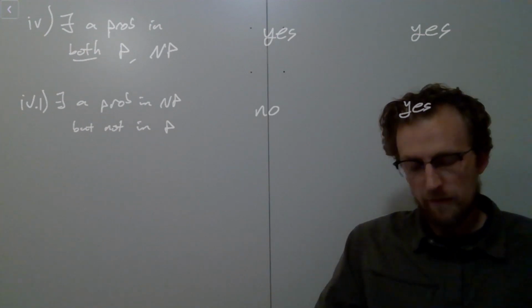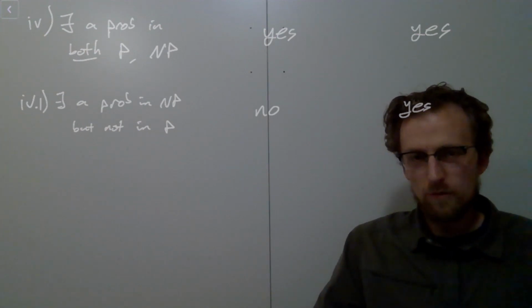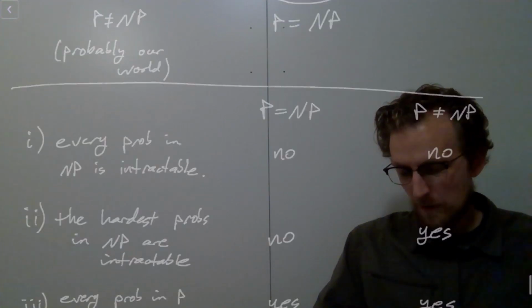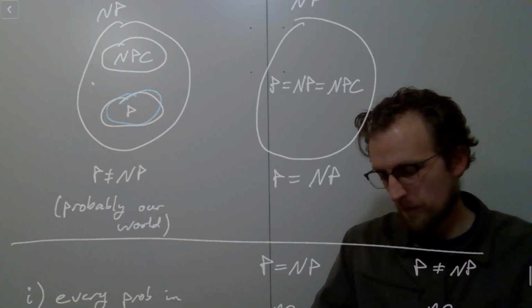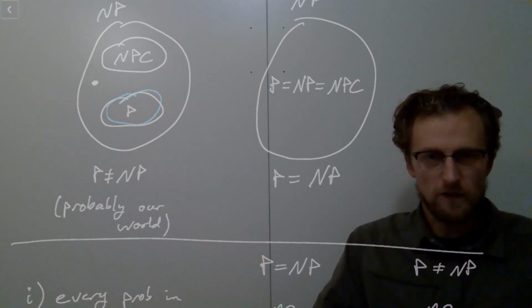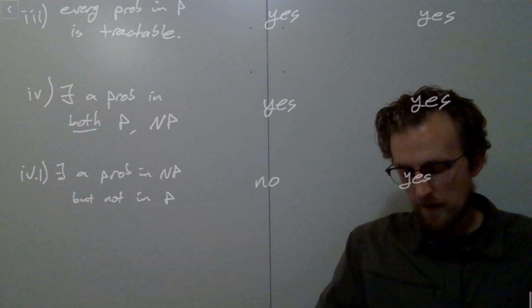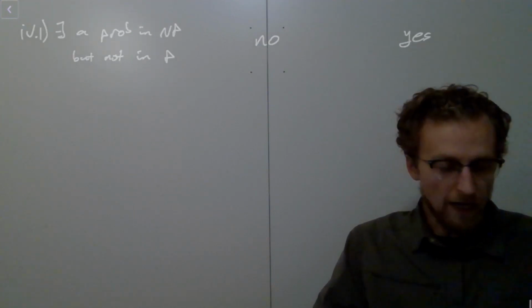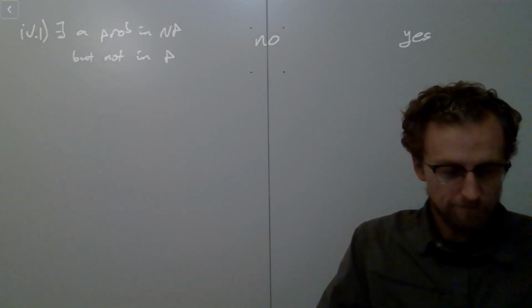There exists a problem in NP, but not in P. Isn't the case if P equals NP, and it is the case if P does not equal NP, because there are problems like, for example, here that are in NP but not in P, if P and NP do not coincide. Okay, so now let's go on to the actual problem 5.